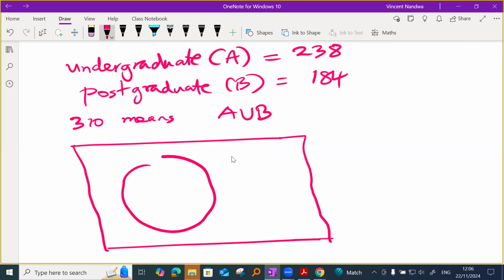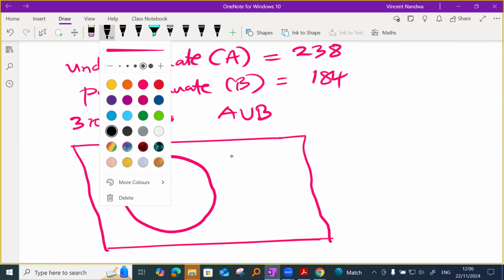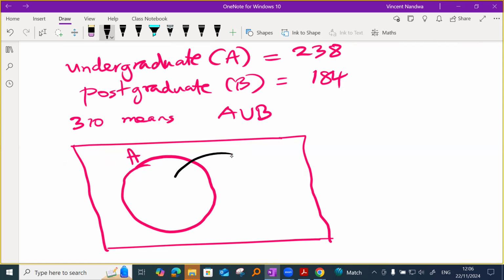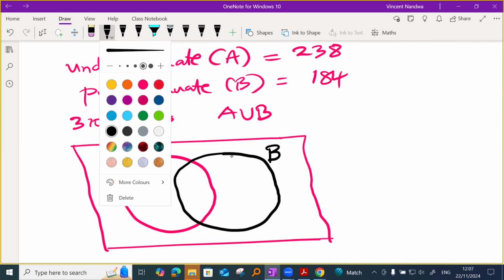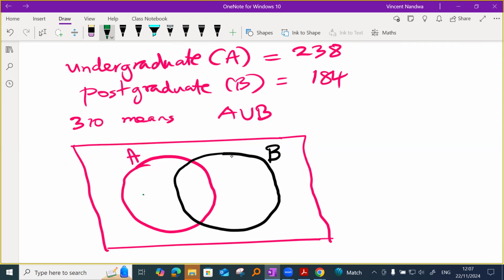If this is the circle that represents those who have undergraduate degrees, then this other circle represents those who have postgraduate degrees. And so if I label these parts of the Venn diagram as part A, part B, part C, and part D, then the 310 is A plus B plus C. So that's what we have.